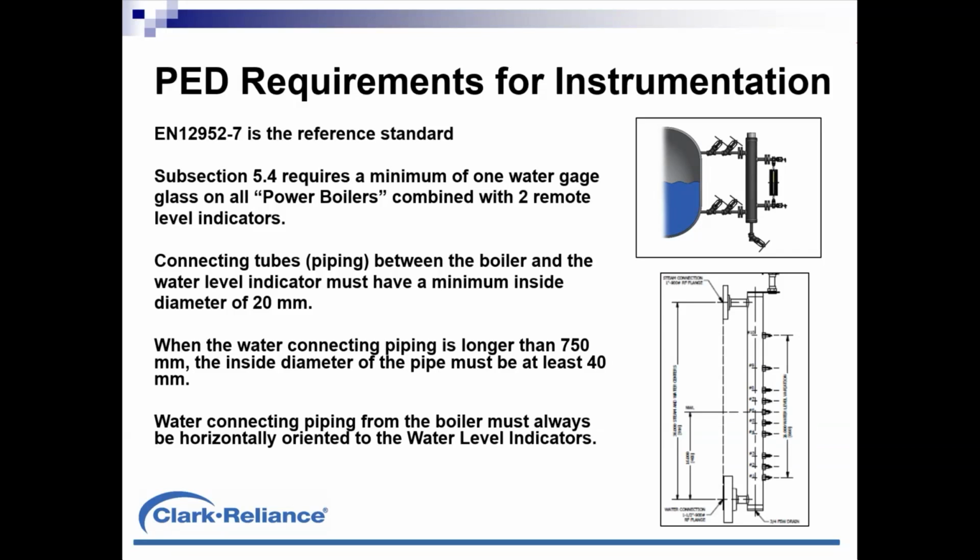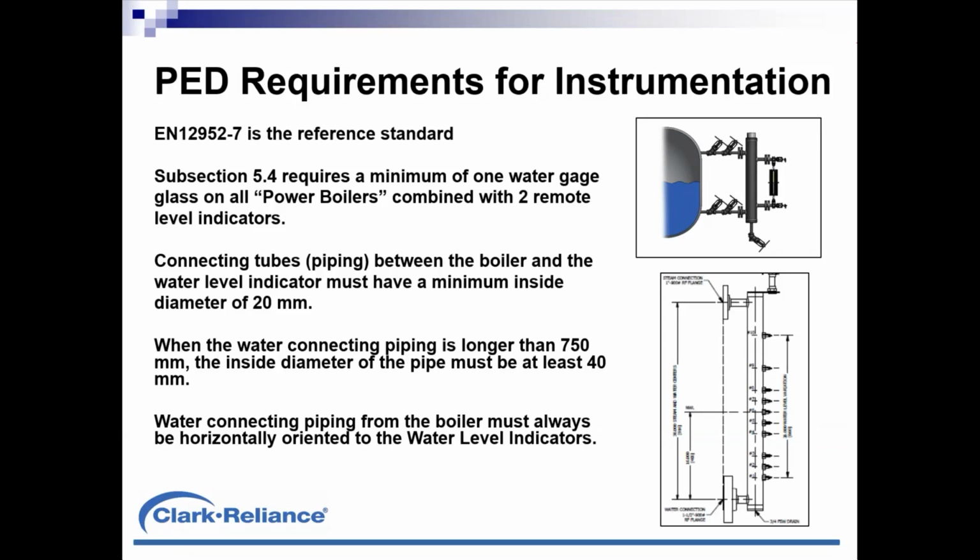This is an important one, these next couple bullets. The connecting tubes between the boiler and a water level indicator must have a minimum inside diameter of 20 millimeters. This next one, I think, is a good statement, important to follow, and I would even like to see this one in ASME.